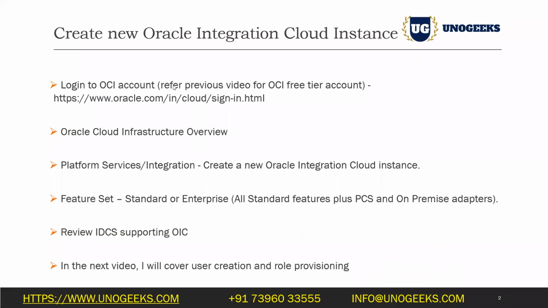So let's go back to the PPT once. We logged into the OCI instance, and I've given you an overview of Oracle Cloud Infrastructure. I've explained what services are available and what else you can procure apart from the OIC instance from Oracle Cloud. Yes, we did create a new OIC instance, which took approximately 10 minutes to be provisioned. And we've looked at the different editions available in OIC, like standard and enterprise. And I've also mentioned that enterprise will have everything that is available in standard, plus Process Cloud Service, plus on-premise application adapters.